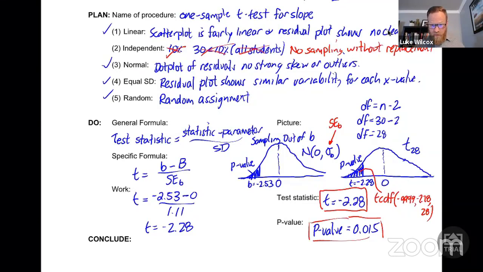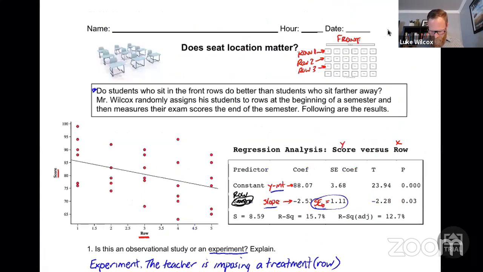Now, real quick, look at that t-test statistic and that p-value. And let me go back to the previous page in this computer output here.